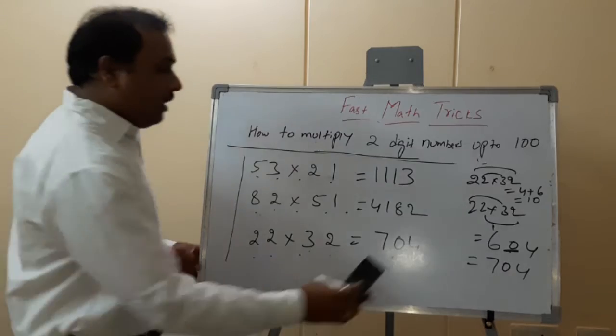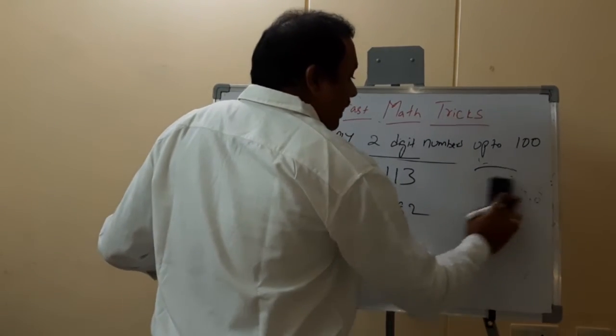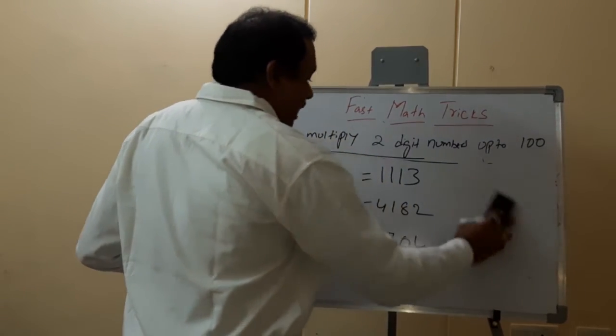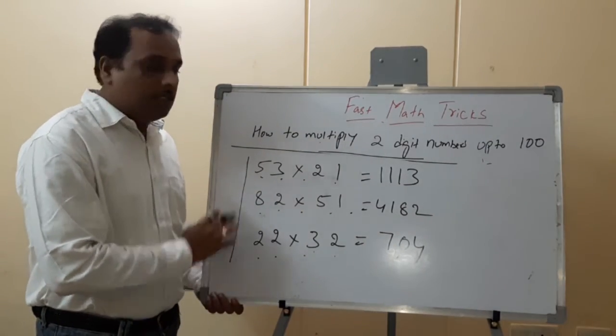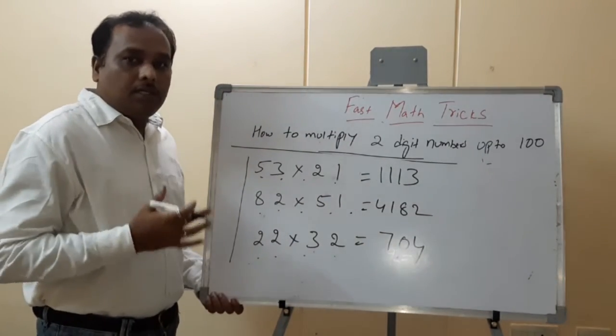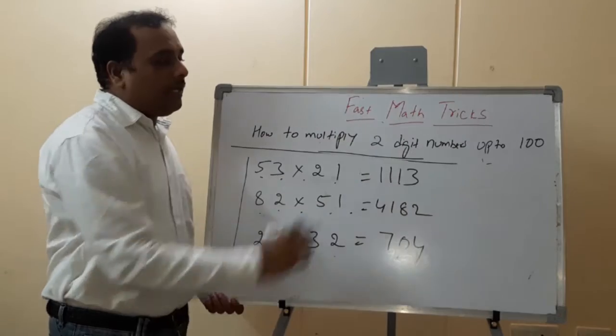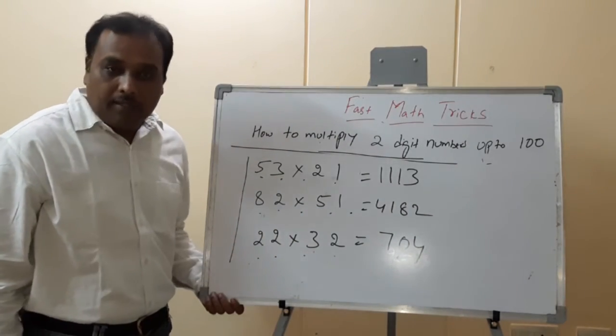So these are the answers. Try to do now and practice it. So it becomes very easy. So these are the speed methods where you have to learn how to multiply 2-digit numbers. Okay?